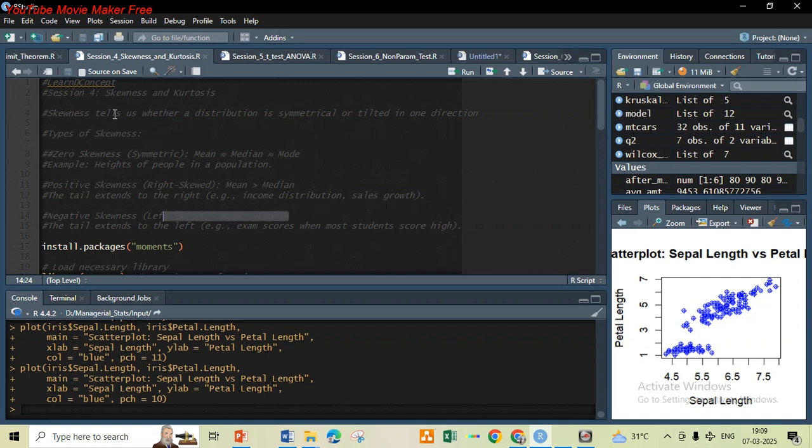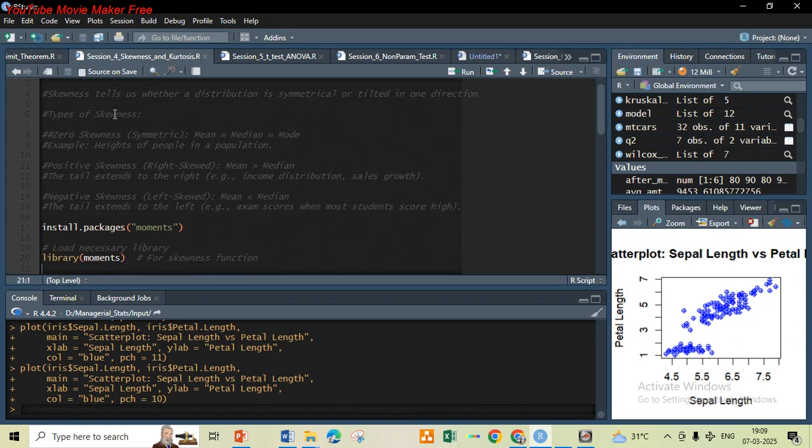Then we have a negative skewness, or the left skewed, where the mean is less than median. There are extreme negative values in that, and it pulls the mean towards the left hand side. So the example is exam scores when most students score high marks.